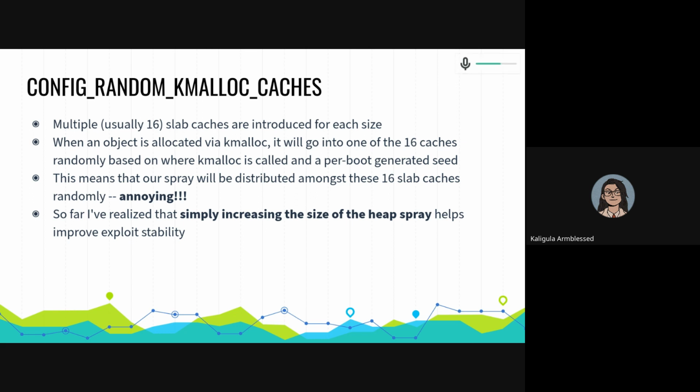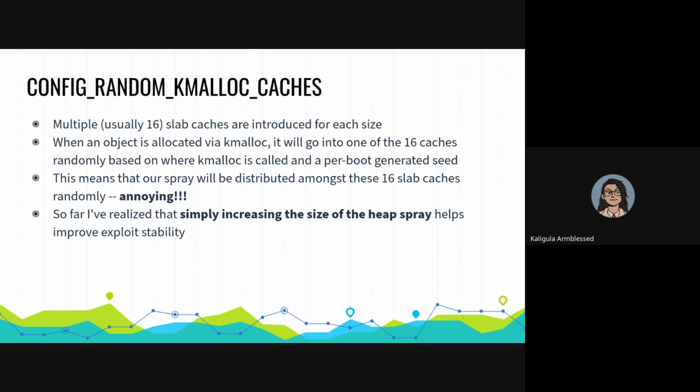And when an object is allocated, it will go into one of the 16 caches, but you don't know which one. This is because it depends on where kmalloc is called and a per-boot generated seed, so this is hopefully very unpredictable. This also means that our heap spray will be distributed across 16 different slab caches, which is really annoying. So far, I've realized that the solution to this is just to increase the size of the heap spray, and hopefully this will improve exploit stability. But this is just something that is meant to thwart heap spraying attacks by decreasing the reliability of exploits.